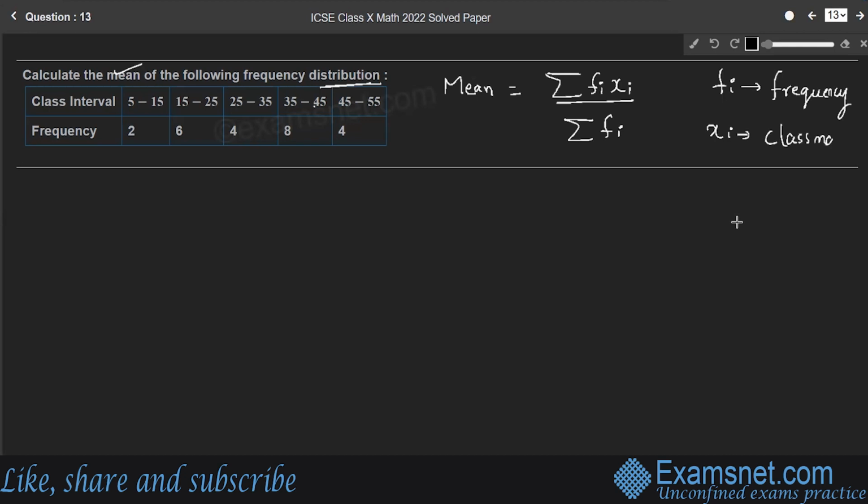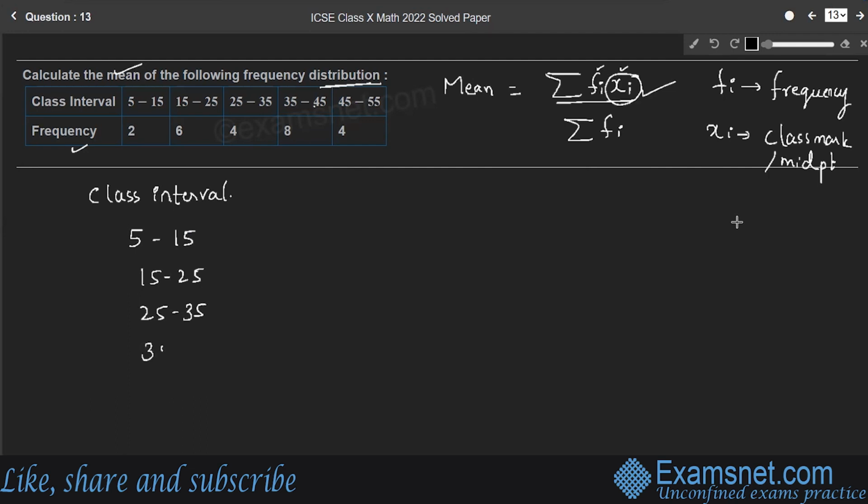Class mark or midpoint. Right? So in the formula, we have fi, xi. We need xi. fi is already given, and the product of fi and xi. Right? So let's make a table using the class interval and frequency given here. Class intervals are 5 to 15, 15 to 25, 25 to 35, 35 to 45, and 45 to 55.